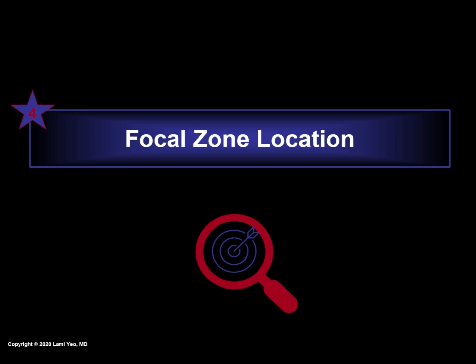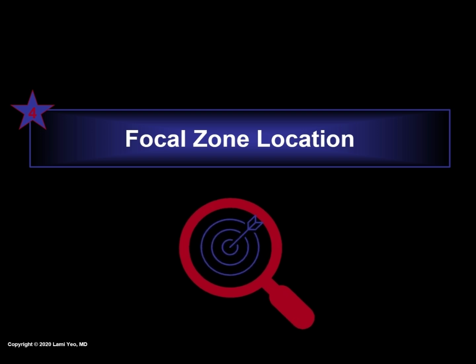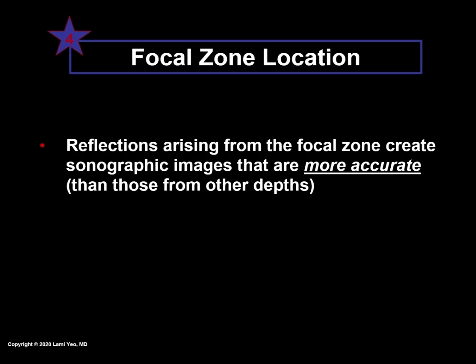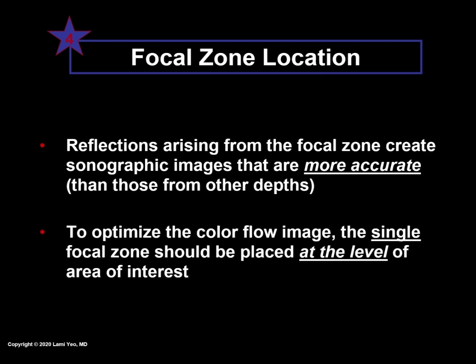The next setting to discuss when performing color Doppler sonography is location of the focal zone. Reflections arising from the focal zone create sonographic images that are more accurate than those from other depths. This also applies to color Doppler sonography. Therefore, to optimize the color flow image, the single focal zone should be placed at the level of the area of interest.